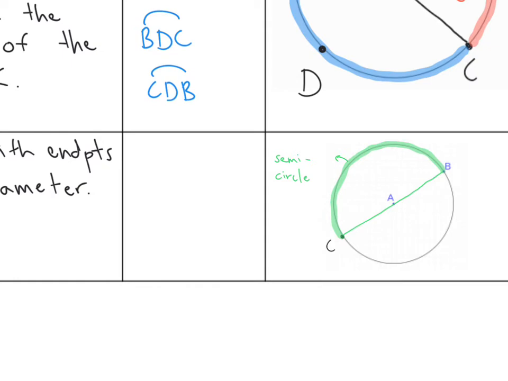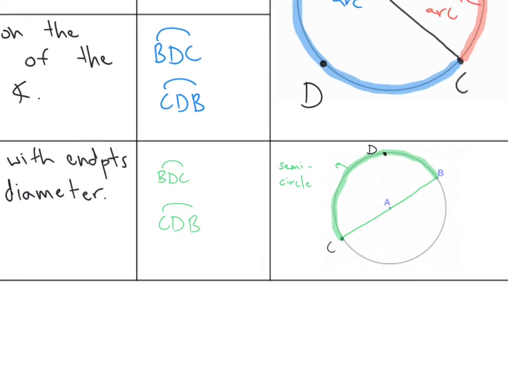typically we're going to use 3 letters as well because there are technically always 2 semicircles in a whole circle, right? Because I have another one down over here. So in order to figure out which one we're working with, make sure to add on a 3rd point so that we know exactly which semicircle we are working with. So I have arc BDC, or again, arc CDB will work as well.